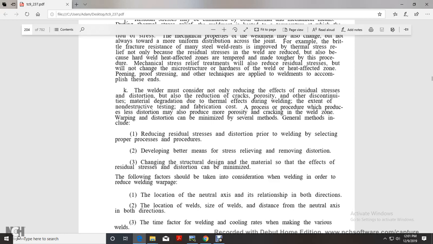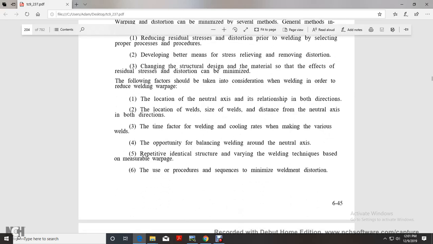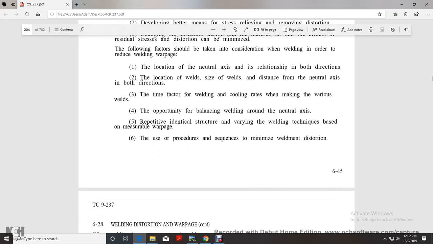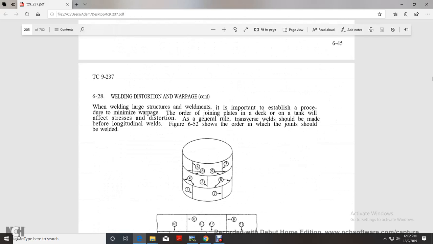The following factors can be taken into consideration when welding in order to reduce welding warpage. 1. The location of the neutral axis in relation to both directions. Location of the weld side of the weld. The distance of the neutral axis in both directions. Time and the factor of the welding. Cooling rates of weld making the various welds. The opportunity of balance welding about the neutral axis. Repeated industrial structure varying with the welding techniques based on measurable warpage. The use of procedure sequence minimizes welding distortion.